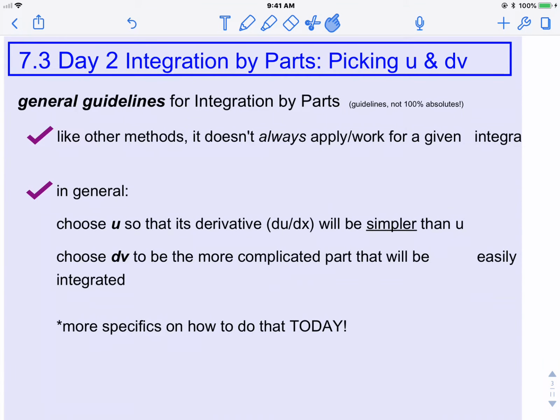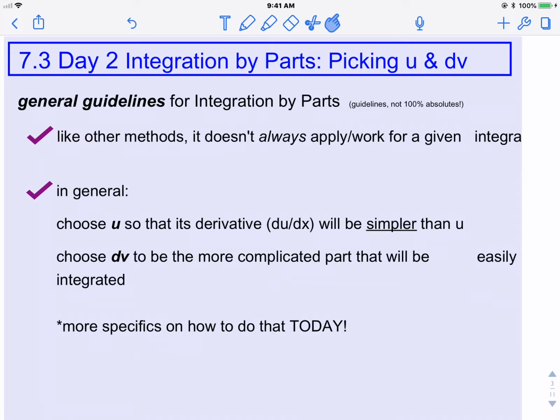Today, general guidelines for integration by parts, and remember these are guidelines, these are not 100% absolutes, so in some instances we would go against these, but not in very many instances. It doesn't always work or apply for a given integral, so we want to keep that in mind.